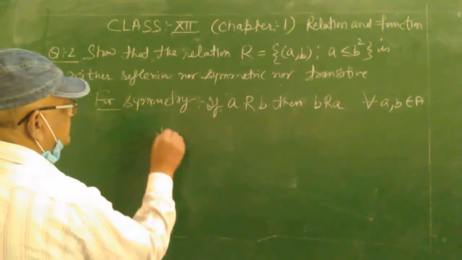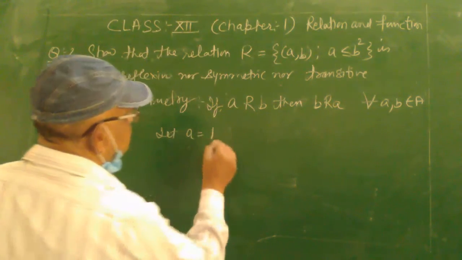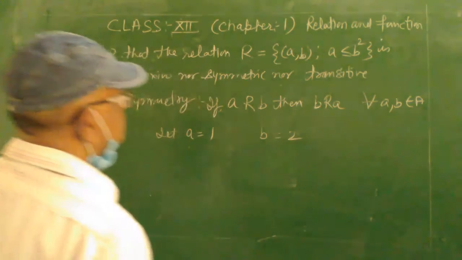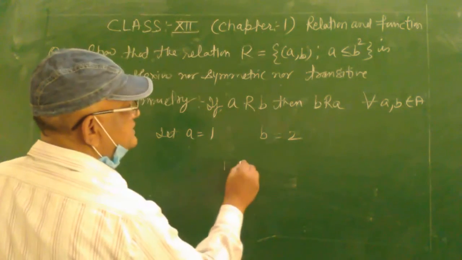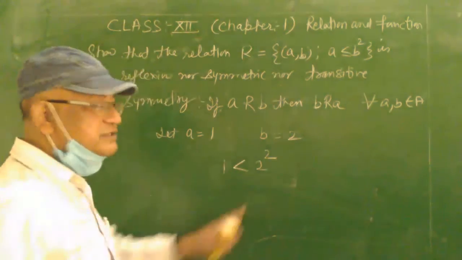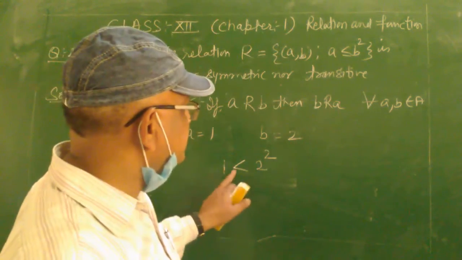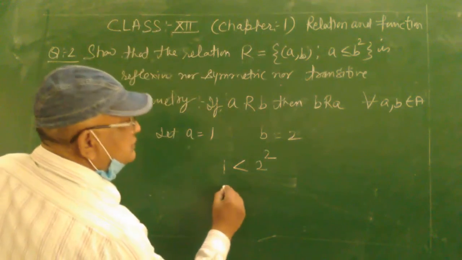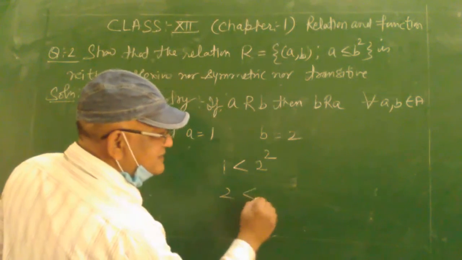So let a be equal to 1 and b be equal to 2. If you put in this statement, 1 is less than 2 square, is it okay? Yes, 2 square is 4, 4 is greater than 1. On the basis of this statement, you have to do the converse of this. It means b related to a: 2 is less than 1 square.